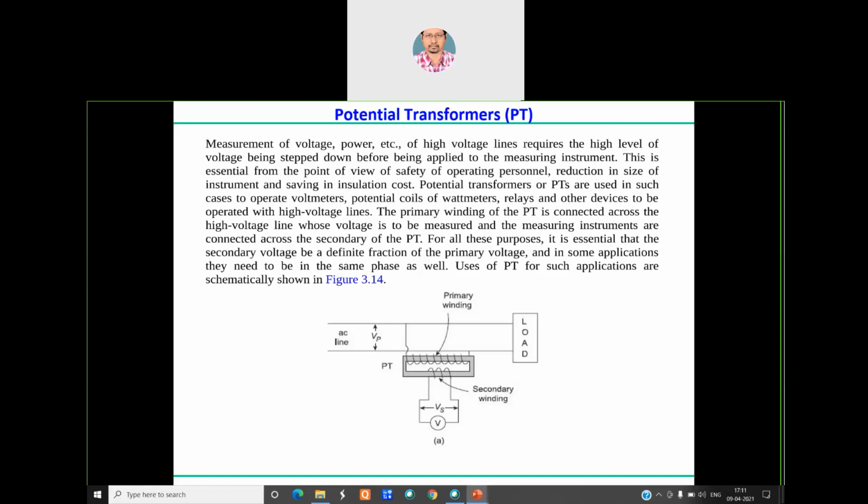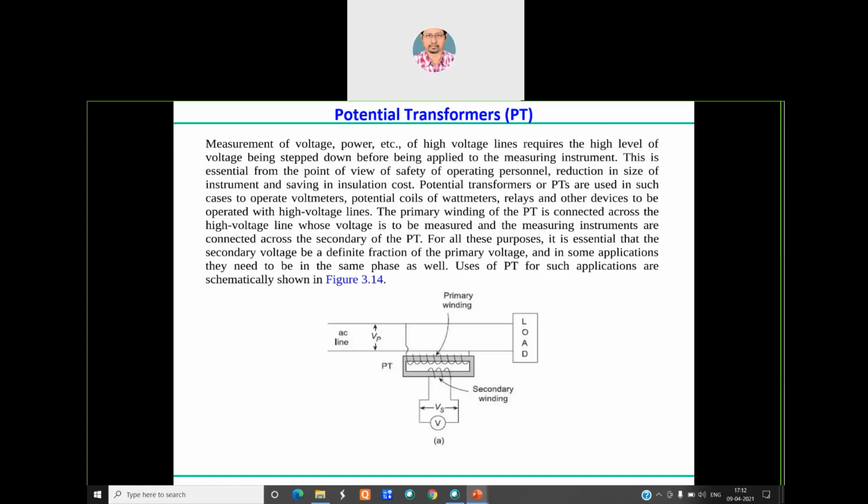Specifically, when we stick to the potential transformer, the primary winding of the potential transformer is connected across the high voltage line, unlike the primary winding of the current transformer, which is connected in series with the line, right? And that is why in the current transformer, to reduce the resistance, the number of turns in the primary winding is very small. On the contrary, because you are connected here in shunt or in parallel, the number of turns in the primary winding of the potential transformer is very large as compared to the current transformer.